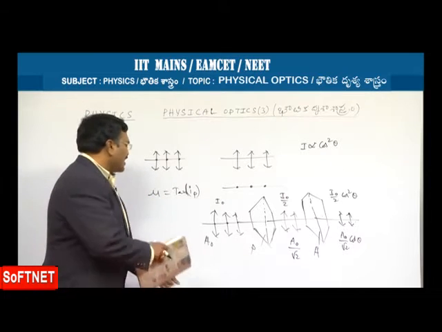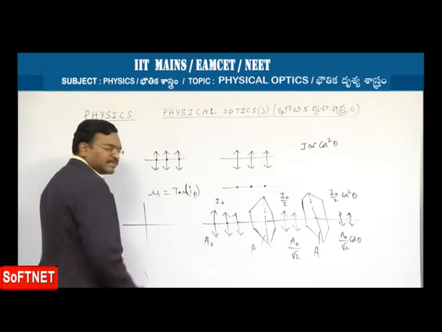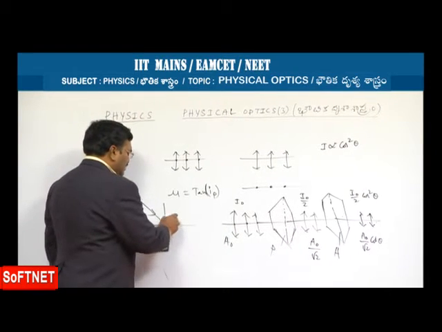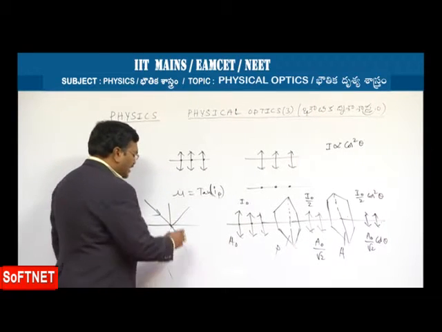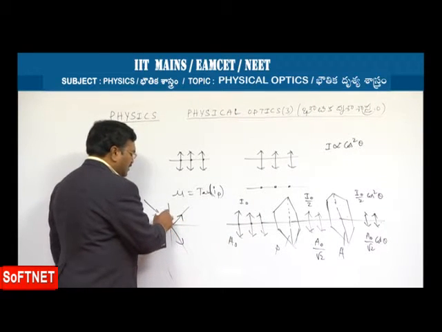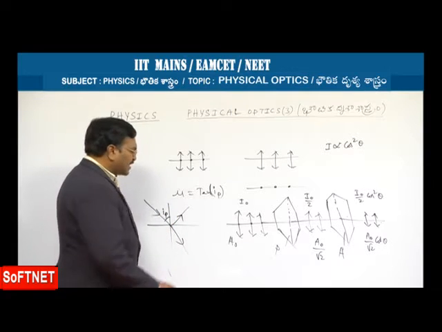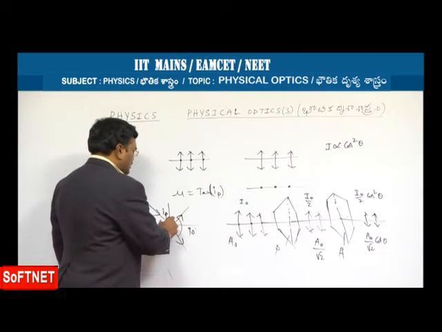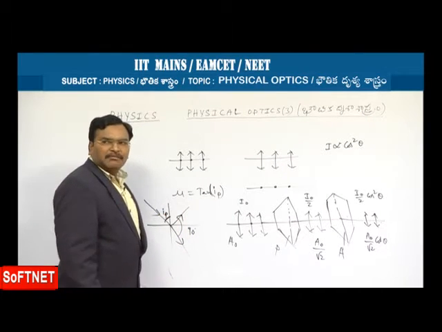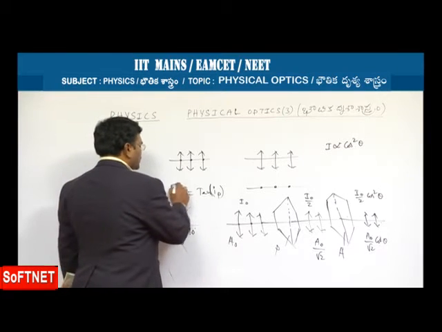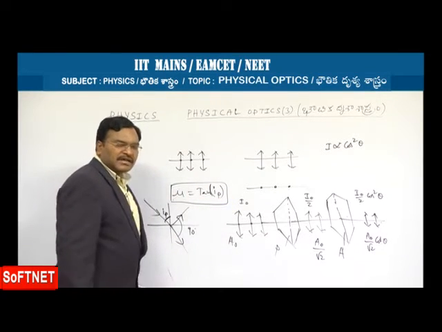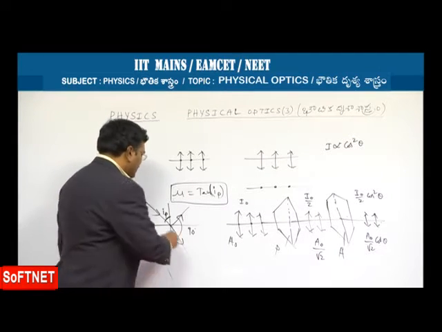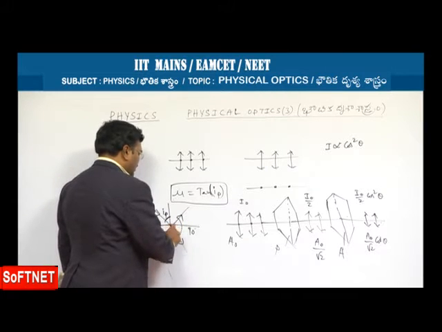Brewster's law. What is Brewster's law? Unpolarized light is incident on a substance, glass or anything. At that time some part of light is reflected, some part is refracted. At a particular angle of incidence, reflected and refracted rays are perpendicular. This particular angle of incidence is called the angle of polarization. Now mu is equal to tan IP. What is mu? Mu is the refractive index of glass. Suppose it is glass, unpolarized light is incident on the glass.